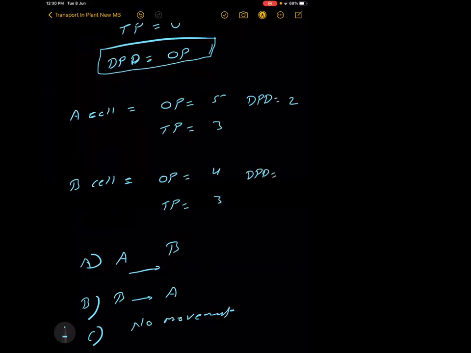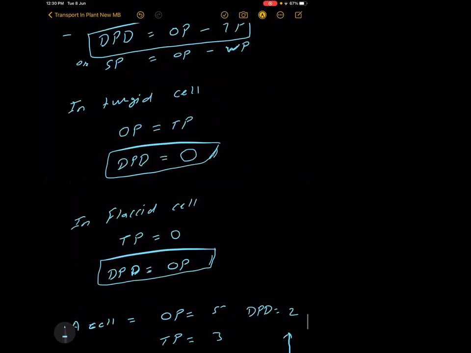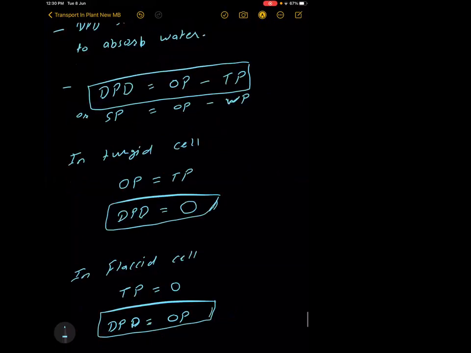So which cell has a higher DPD? A cell. It means it is more thirsty. More DPD means more thirsty, it has more suction pressure and a higher power of absorption. So water moves from B to A. Don't be in a hurry. Just apply this formula: DPD is equal to OP minus TP.